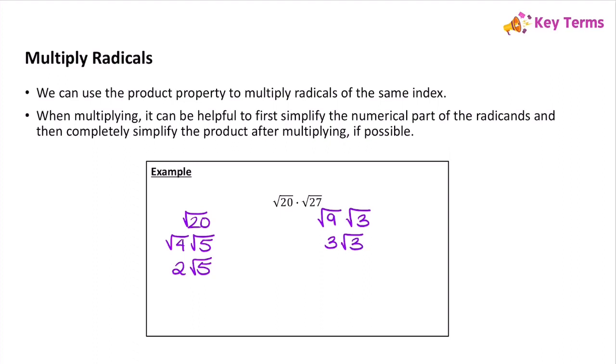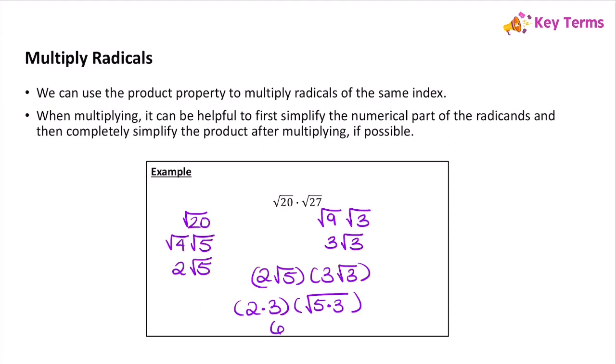So now I want to multiply these two together. So I have 2 times the square root of 5 times 3 times the square root of 3. What I'm going to do is first pull out the coefficients. So I have 2 times 3. And then remember, the product property tells us that we can put the parts under the radicands together. Since the radicals have the same index, I'm just going to write this as the square root of 5 times 3. So 2 times 3 gives me 6, and the square root of 5 times 3 is the square root of 15. So 6 times the square root of 15 is my answer.